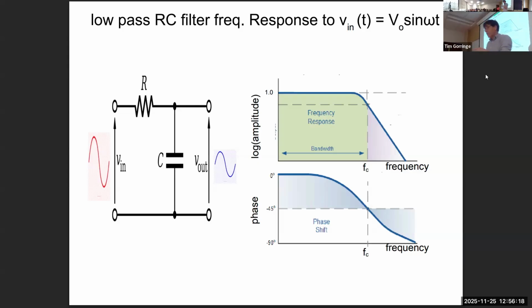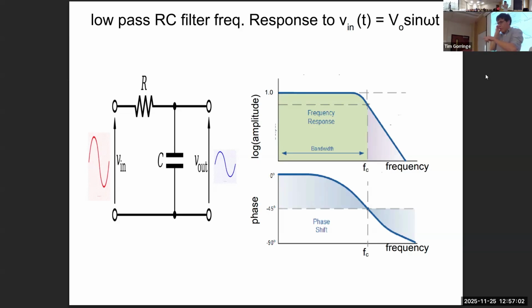With the low-pass filter, if the applied sinusoidal input has a low frequency, a frequency that's lower than the frequency that's determined by the time constant of the RC circuit. So the product of R and C is a time constant. The inverse of that is a frequency. If our applied frequency is lower than that, so the voltage is varying slowly, then that signal will pass through the filter. And we'll see that signal on the output.